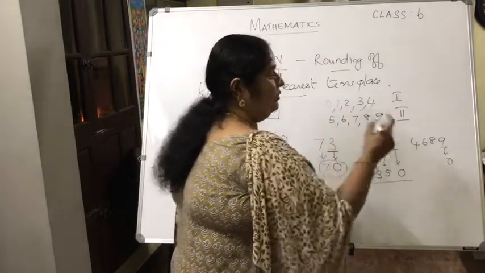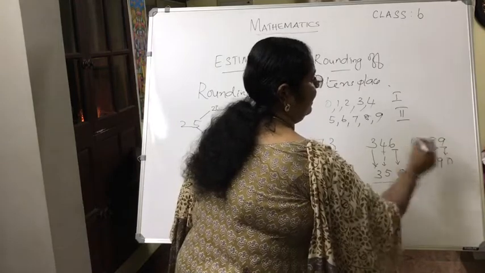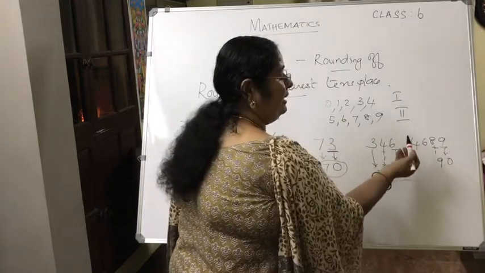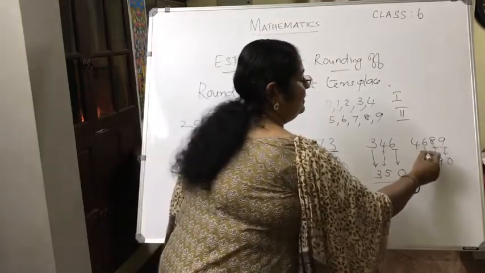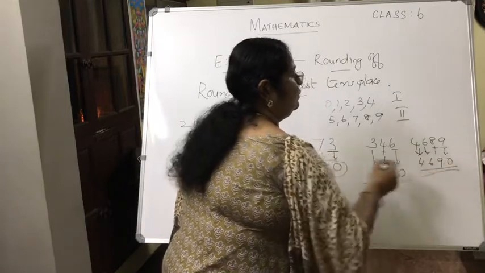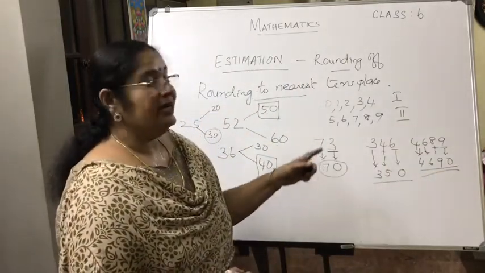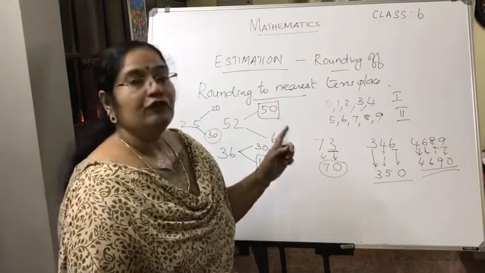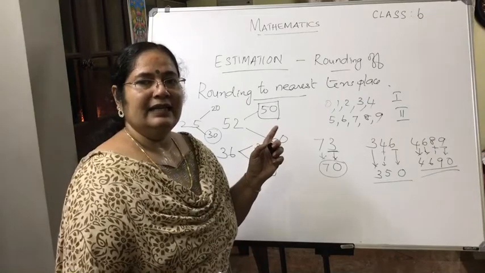Add 1 to the digit in tens place. So 8 plus 1 becomes 9. Keeping all the other place digits as they are. So 6 will be 6 itself, 4 will be 4 itself. So 4689 when rounded to the nearest tens place will be 4690. Is it clear?